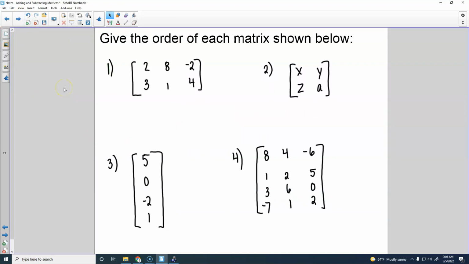All right, so give the order of each matrix shown below. So I'll let you do that. Rows, then columns.